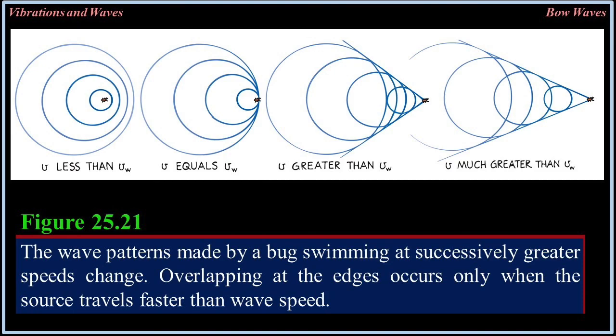Figure 25.21 shows some wave patterns made by sources moving at various speeds. After the speed of the source exceeds the wave speed, increased speed produces a bow wave with a narrower V shape. Concept check. What causes a bow wave? Figure 25.21: The wave patterns made by a swimming bug at successively greater speeds change. Overlapping at the edges occurs only when the source travels faster than wave speed.